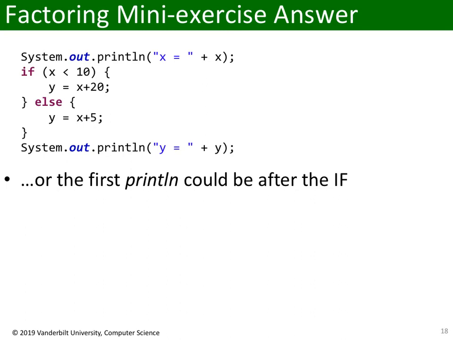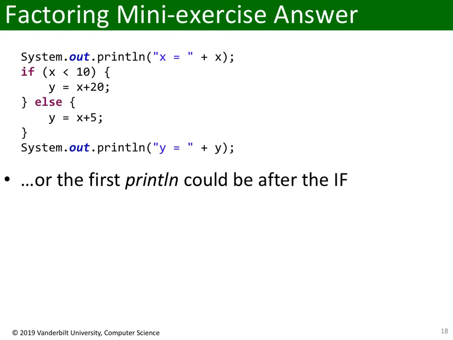So here's that code written up more cleanly. We have print line statement, x equals, and then the value of x. Then we have a conditional statement to test if x is less than 10. We will add 20 and store that value into y. Else, we will add 5 to x and store that value into y. And then we end by printing y equals and the value of y.